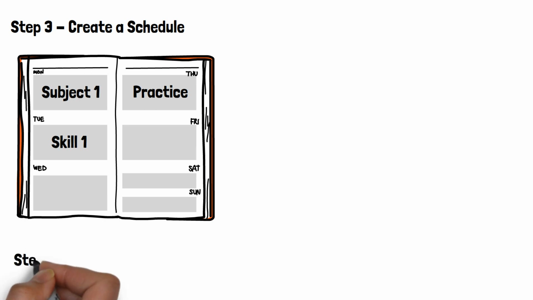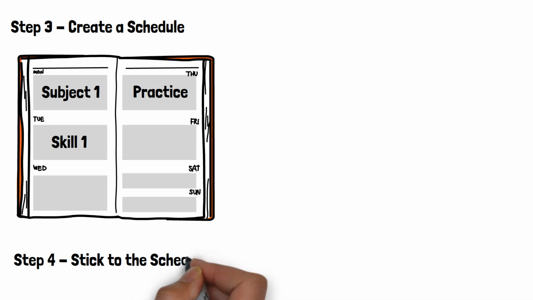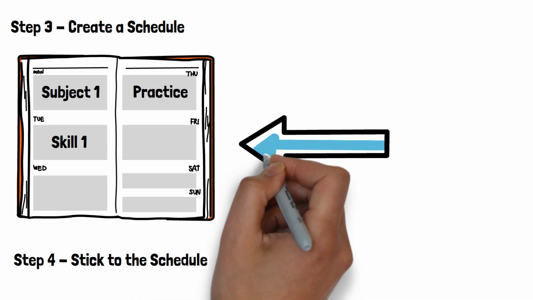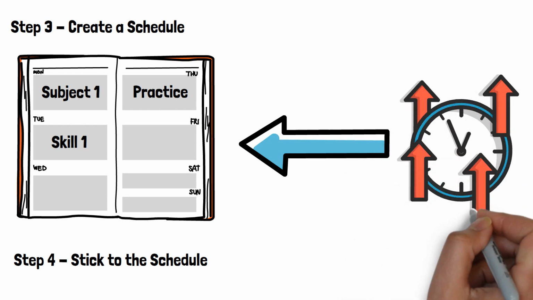Step 4. Stick to the schedule. One of the most important steps in creating a study schedule is sticking to it. This means setting aside specific times each day or week for studying and avoiding procrastination or distractions. It is also important to be flexible and adjust your schedule as needed.